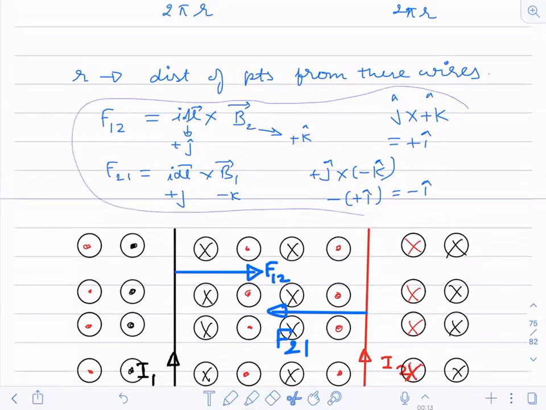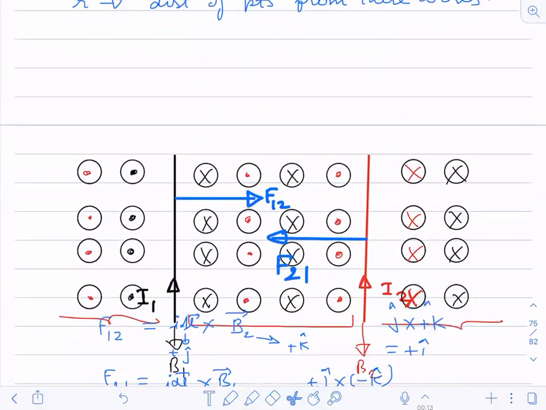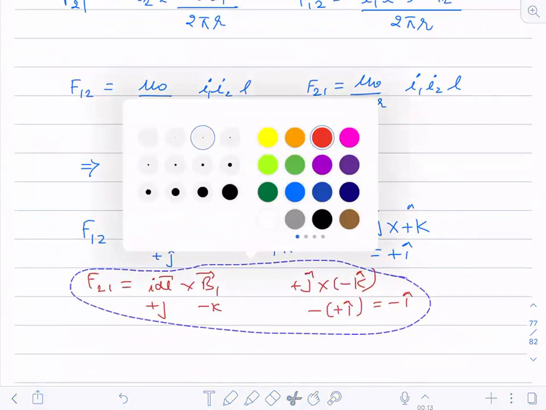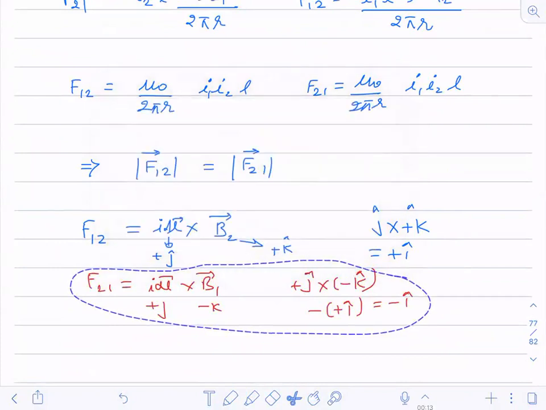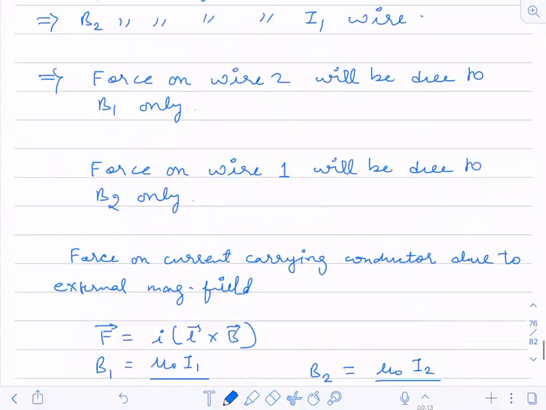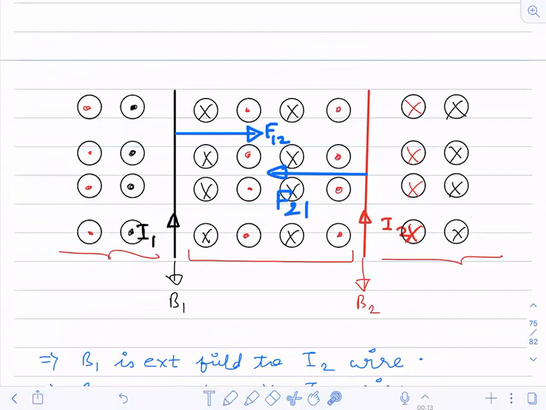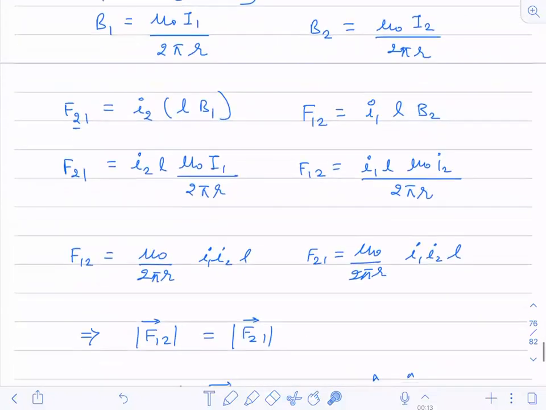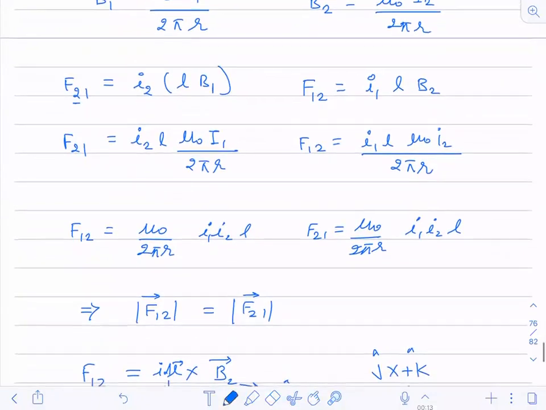Now my question to all of you is, suppose I change the direction of current, will they attract each other or will they repel each other? If I change the direction of current, instead of making this current flow in the same direction, the current here is in the downward direction. What will happen? They will now repel each other. No attraction now, there will be repulsion. So I'm writing an important point over here.